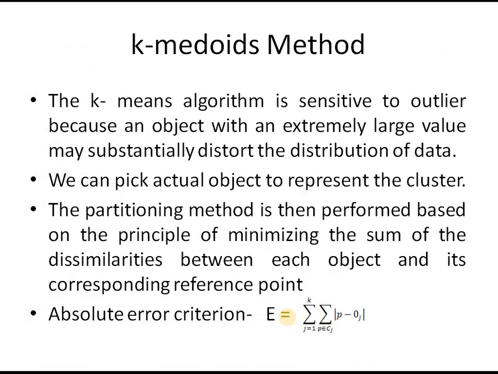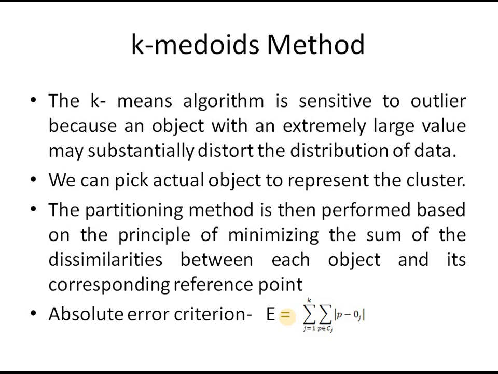After that we move to the K-medoid method. The K-means algorithm is sensitive to outliers because an object with an extremely large value may substantially distort the distribution of the data. This effect is particularly exacerbated due to the use of the squared error function.